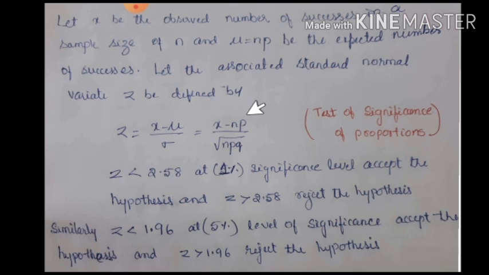And we also studied it for different levels of significance. We have a standard Z value. Let me try to recall that one. At 5% level of significance, the standard Z value will be 1.96. And for 1% level of significance, the standard Z value in a normal curve will be 2.58. Based on that value, we take a decision to accept the hypothesis or to reject the hypothesis.